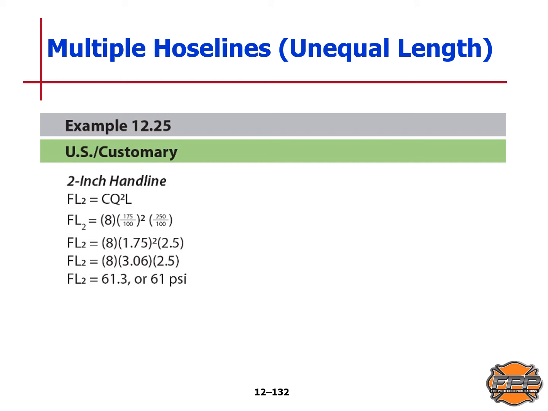So if we continue to work out the math, we have friction loss 2 equals 8 times 1.75 squared times 2.5. And the friction loss 2 equals 8 times 3.06 times 2.5. And we ultimately come to the answer of friction loss 2 equals 61.3, or if we round it, it's 61 psi.